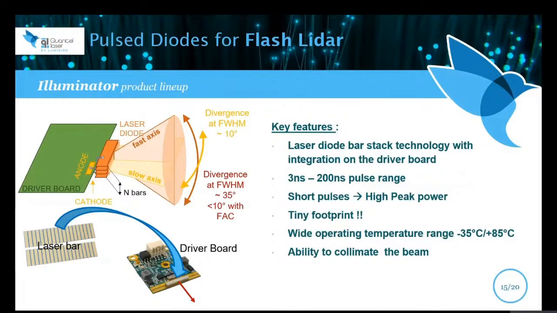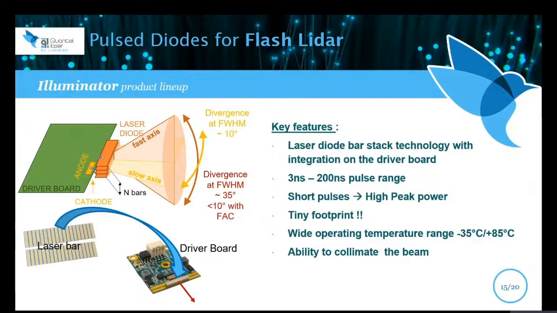The pulsed diode laser source can be provided for the flash LiDAR, for example. These are the best features of this kind of device, and we draw the key features which are shown here. So the laser diode bar stack technology can be integrated directly on the driver board, which allows reducing the electrical pulse width down to 3 nanoseconds. And the typical pulse width range can go from 3 nanoseconds to 200 nanoseconds on this design.